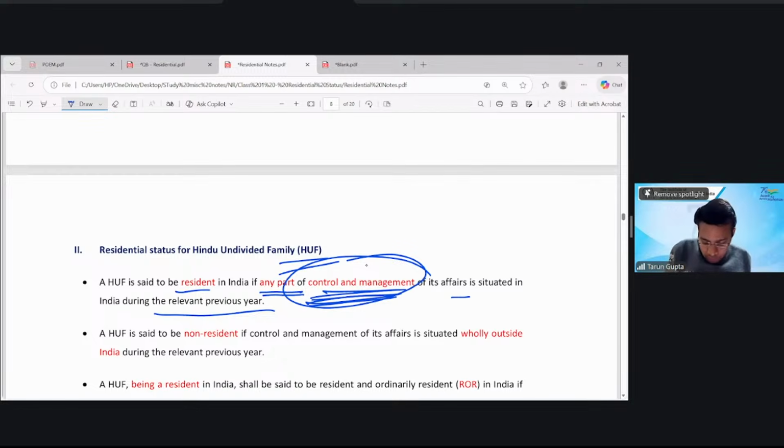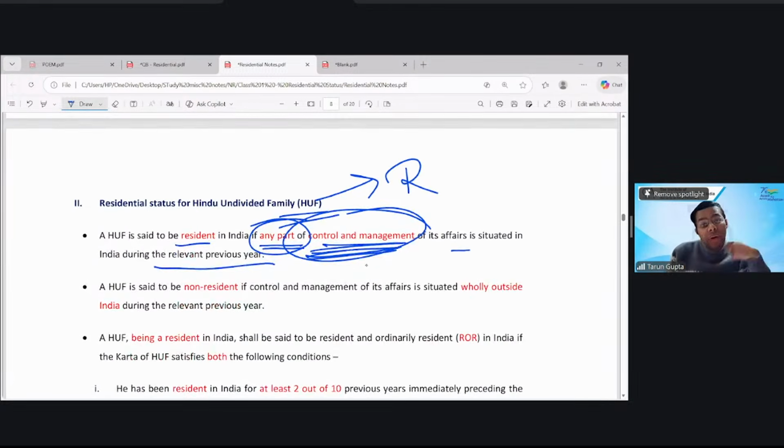But now we are seeing where the control and management exists, so where it resides is where the decisions are taken. Even if a single decision is taken in India, any part of control and management is in India. For an HUF, if even a single decision is taken in India, that HUF shall qualify as resident for that year. To qualify as NR, the whole of the control and management of its affairs should be situated outside India. Okay.